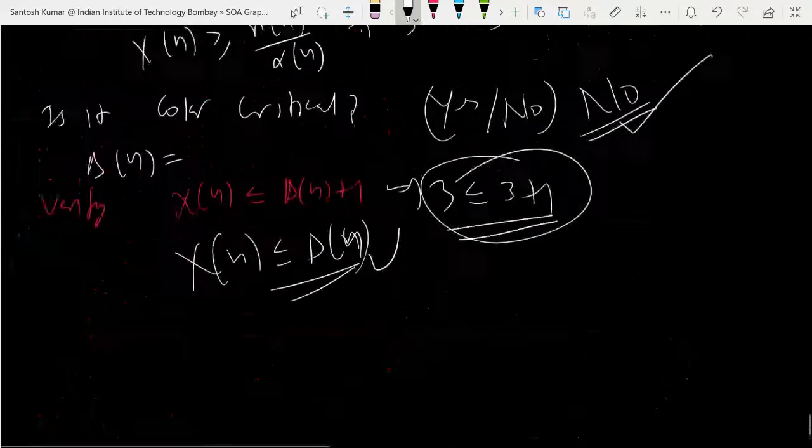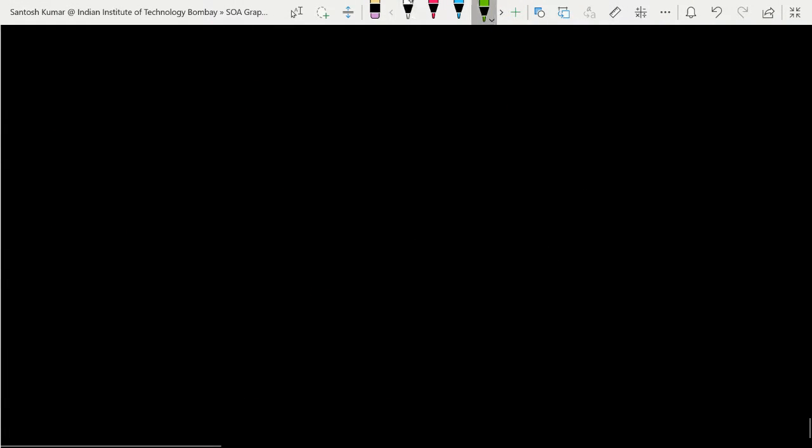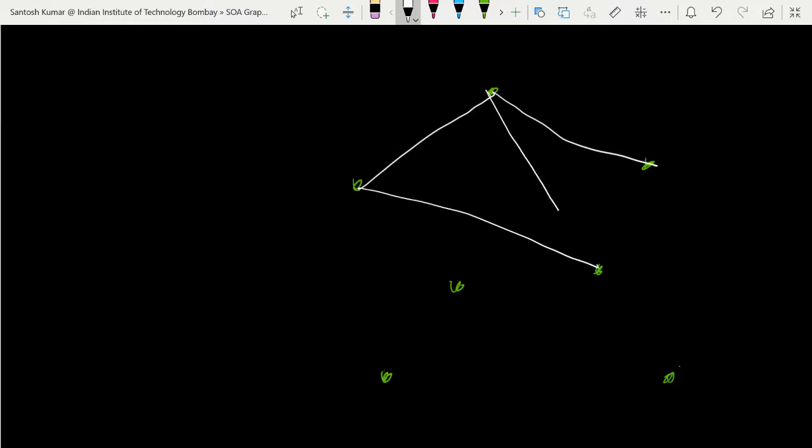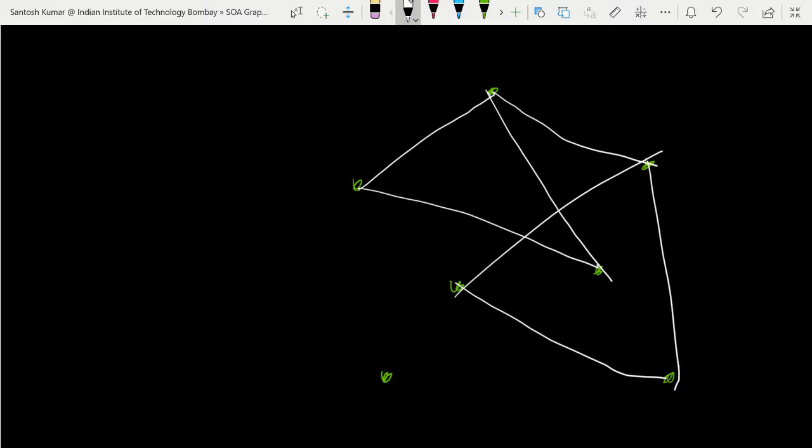Okay, so now let me write the original question. So this you did. Now the next one will be easier for you to do. So this is again something like 1, 2, 3, 4, 5, 6, 7. So the edges are this one, this one, and then this one and this one.